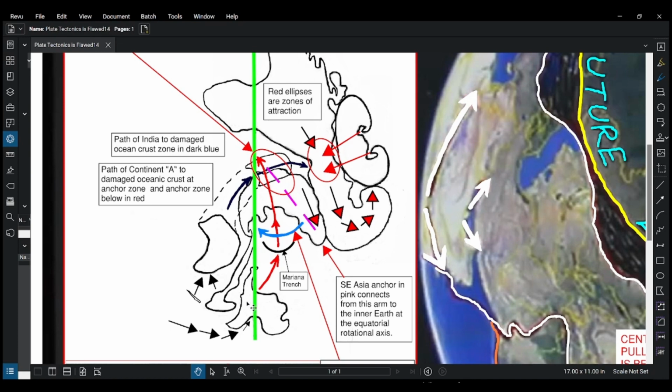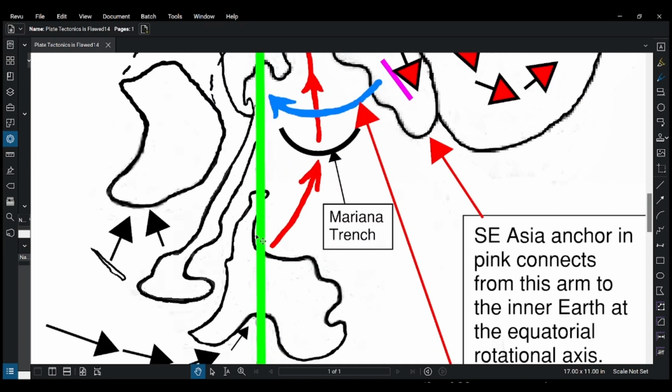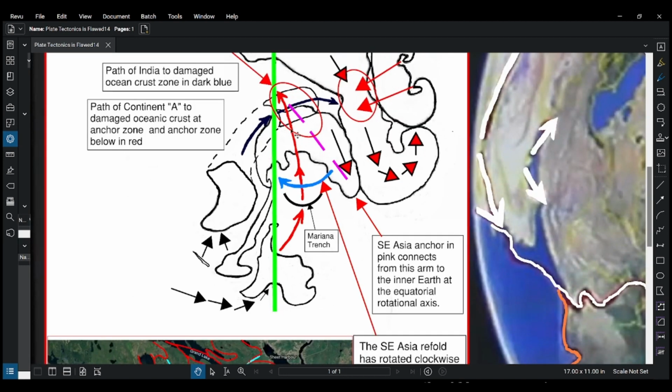So here's the old resting position of continent A, which is not there. The continent is gone. It went into the Mariana Trench. So you can see in this red elliptical zone, that's another zone of broken crust, upper mantle, where things are attracted because they have access to the center of the earth down here. So this Mariana Trench did this. It was right where it was, and it finally went, caused the arcuate shape of the Mariana Trench here, went into or below the Southeast Asia refold, and is probably down there or trying to get down there now at the equatorial spin axis.